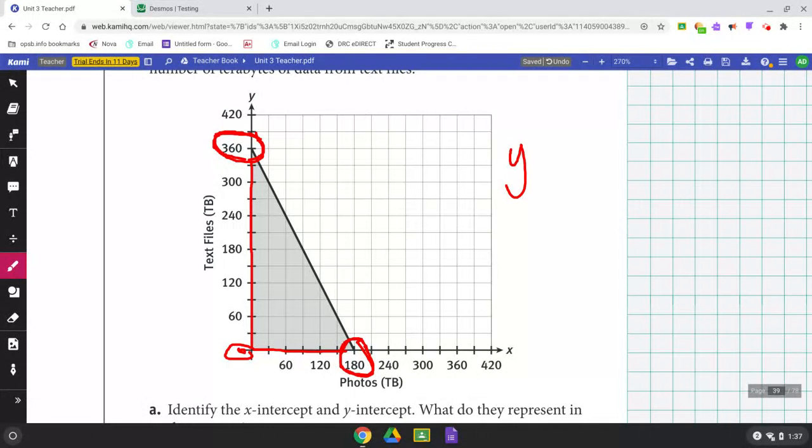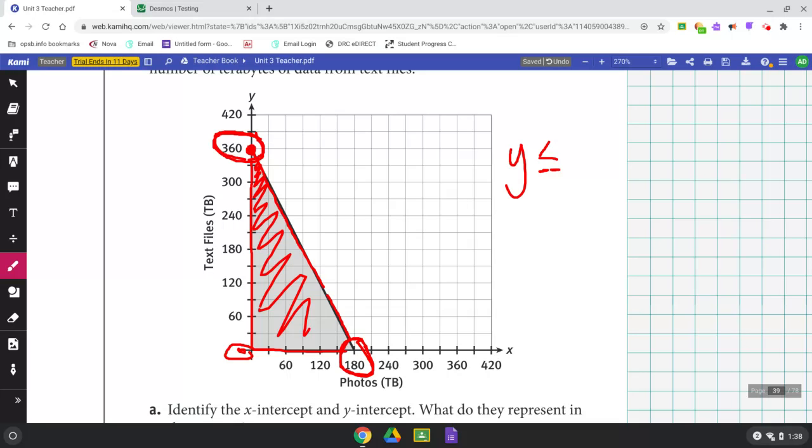So y, what inequality do I need to use? First of all, here's my y-intercept. Where is my shaded region? My shaded region is below that point. So y is going to be less than. Now, is it less than or is it less than or equal to? My boundary line is solid, which means I'm going to have a solid line underneath. So it is going to be equal to. Y is less than or equal to.